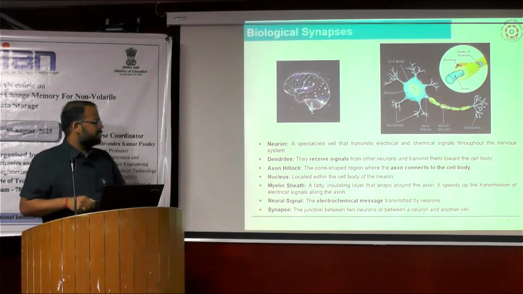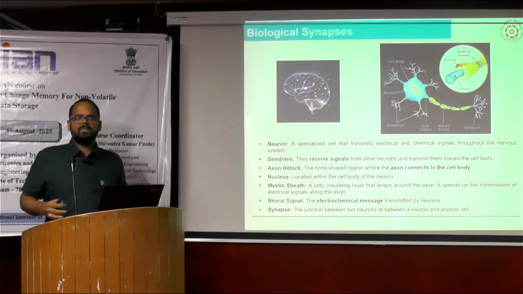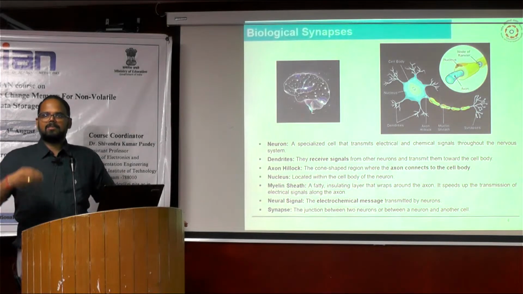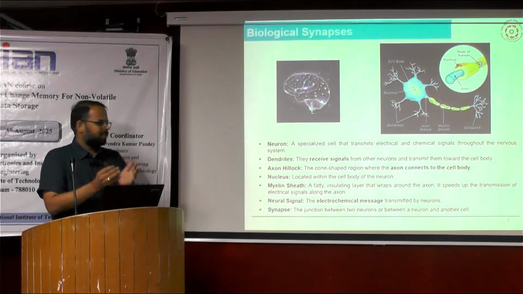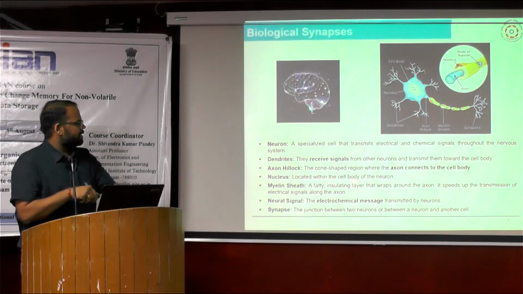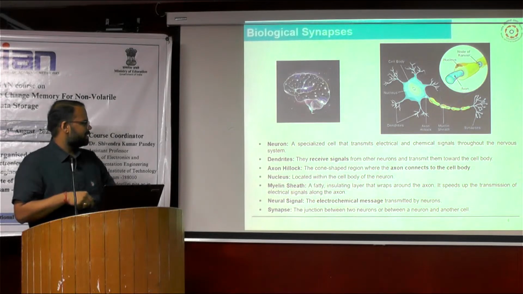The nucleus is one of the important parts of this neuron, at the center of it, located within the cell body of the neuron. It is the main functional part, processing things and then transmitting them. So it is processing the information. And then this myelin sheath, a fatty insulating layer that wraps around the axon, speeds up the transmission of electrical signals along the axon.